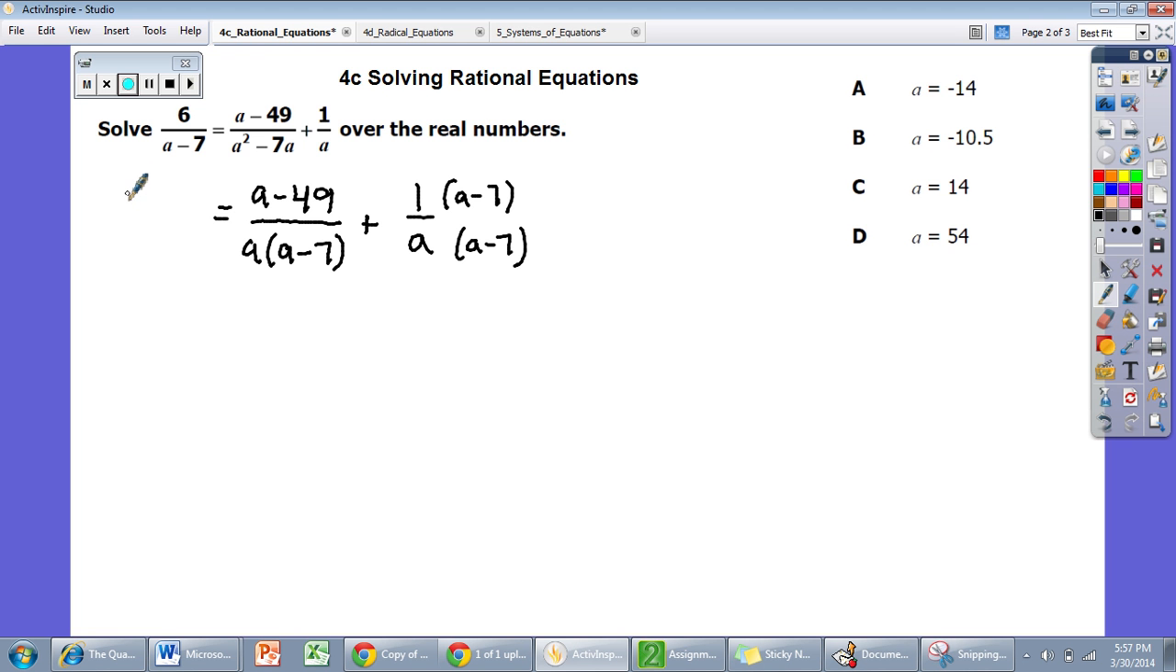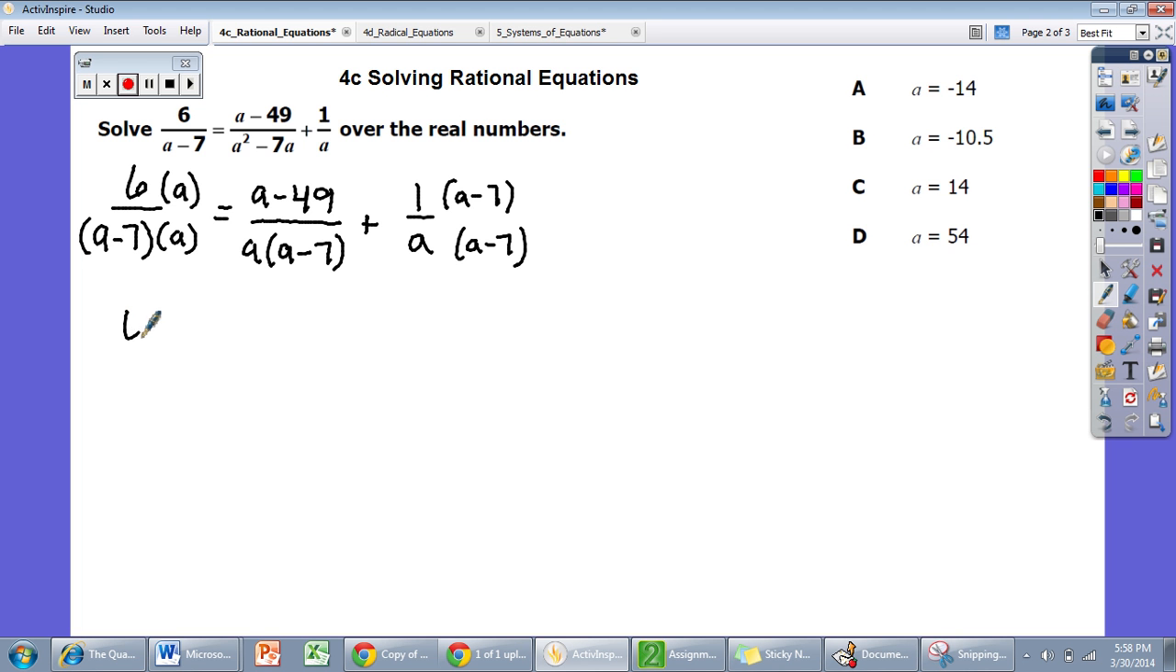So what I see is that on the other side, I have 6 over a minus 7. All I would have to do to get a like denominator on this side is multiply top and bottom by a. So I'm going to go ahead and do that, because then again, I don't have to cross multiply. It saves me that step, and it saves me some work, and it also prevents me from having any extraneous solutions. So it's really beneficial.